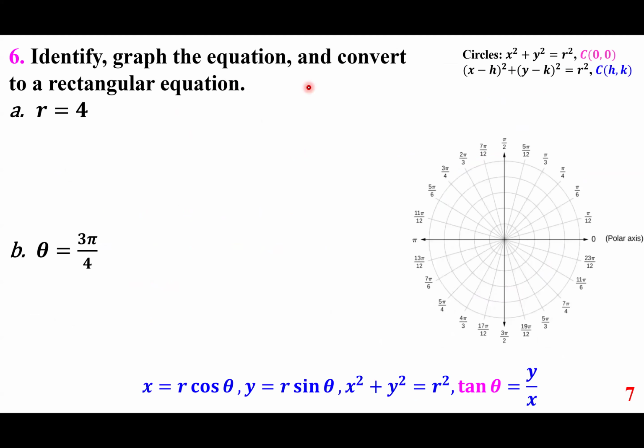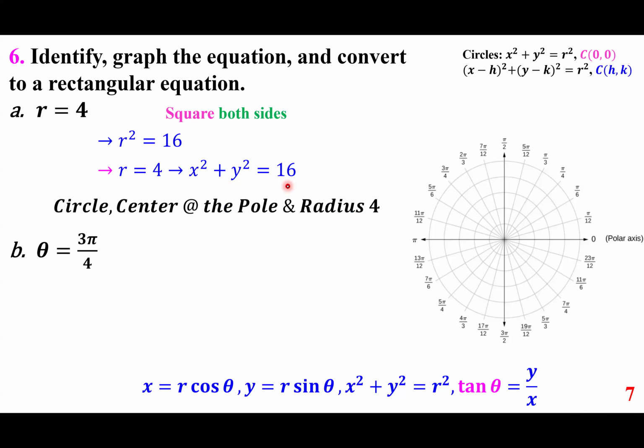Identify the graph of the equation and convert to rectangular equation. r equals 4, just square both sides. That means x squared plus y squared equals 16. So r equals 4 is an easier way of representing the same circle, which has the center at 0, 0 with the radius 4. So this one, radius 4.